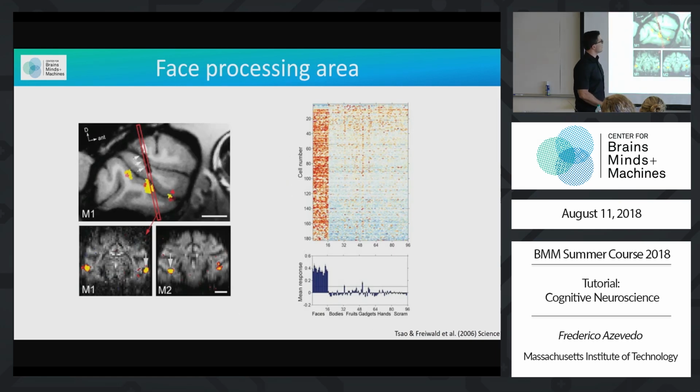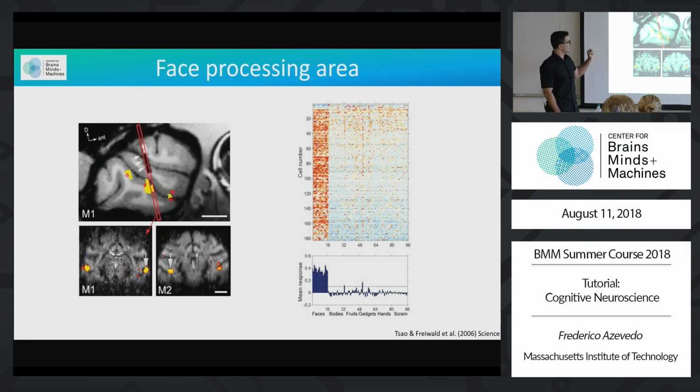One consequence of this distributed hierarchical processing is that in the high order areas, you are going to have areas specialized to process very complex objects, for instance, faces. And this is one study that I really like. It was made by Doris Tsao and Freiwald.